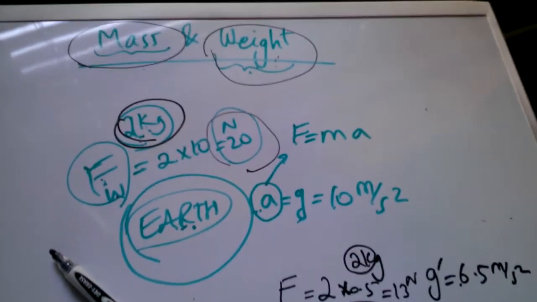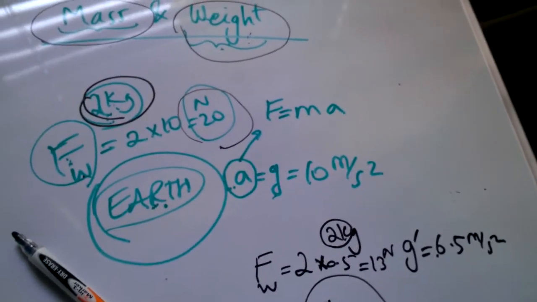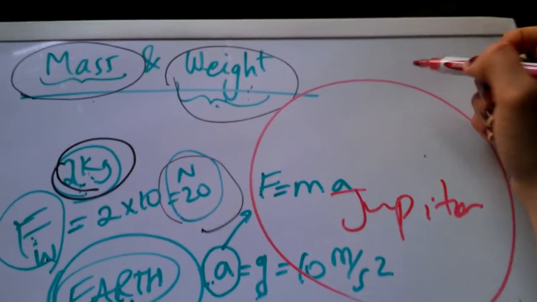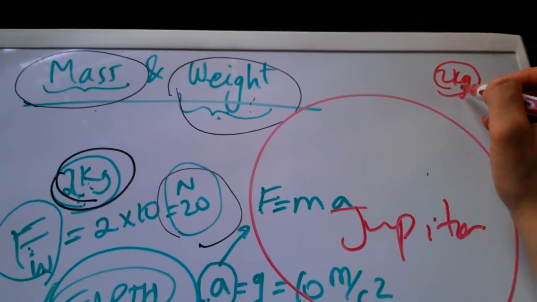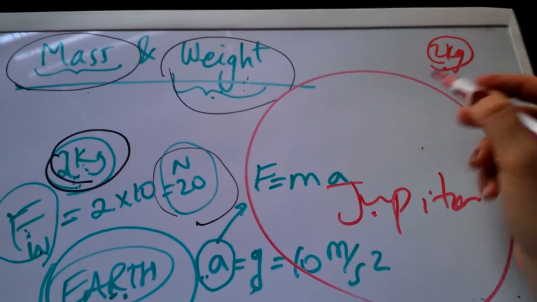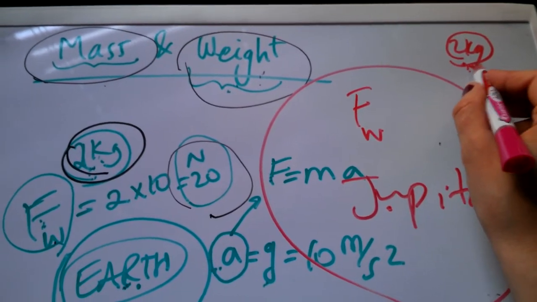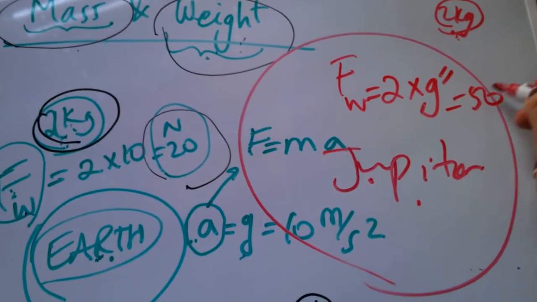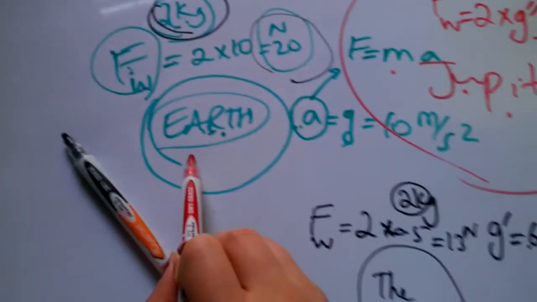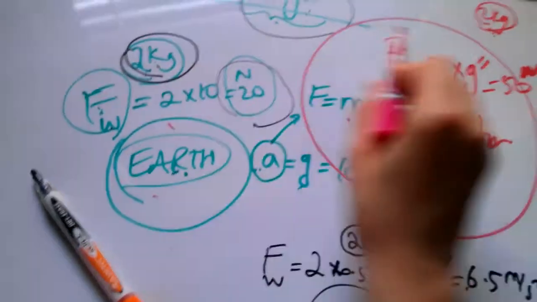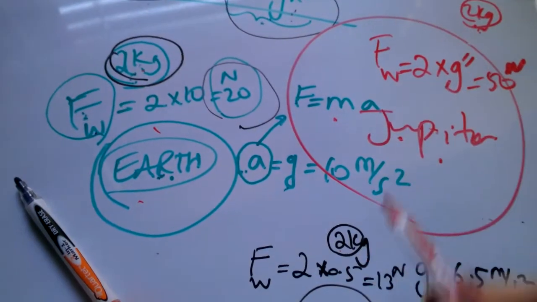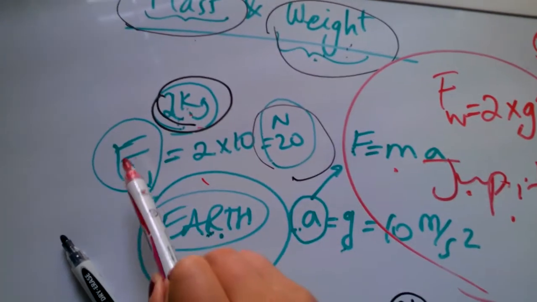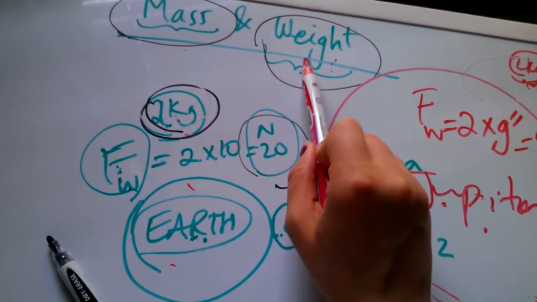Is that clear? So let's say Jupiter. Jupiter is way bigger than any planet you can think of. This is Jupiter. Now, if I bring the exact same 2 kilogram block of gold to Jupiter, then the weight of this block on Jupiter is 2 times gravity of Jupiter. I don't know, 25 meters per second squared maybe. That gives you 50 newtons already. So depending on which planet this block is situated on, that planet will exert some force on this block, and that force is called weight.